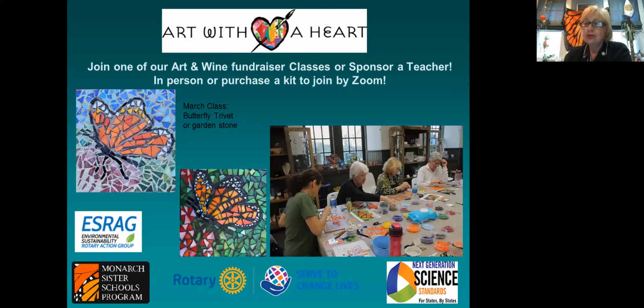We've started to do some art classes with Art with a Heart. So these are monarch trivets that we made, trivets that can be used to hold hot pots, or some of us are putting them in our gardens, our monarch gardens. So if you want to do art with us, every month now I do an art fundraiser, and I'd love to have you participate.